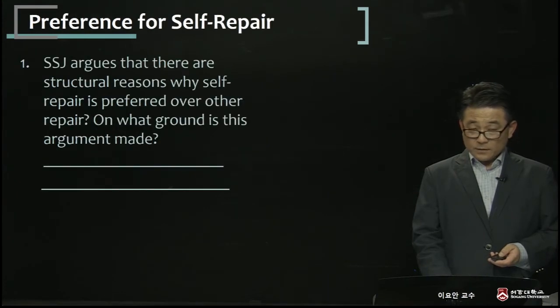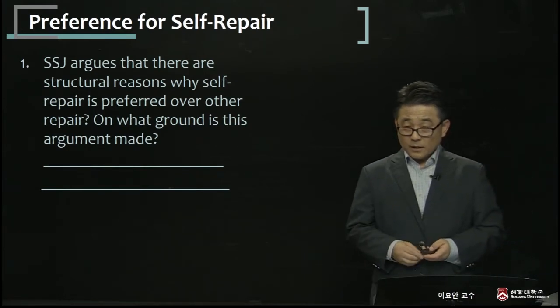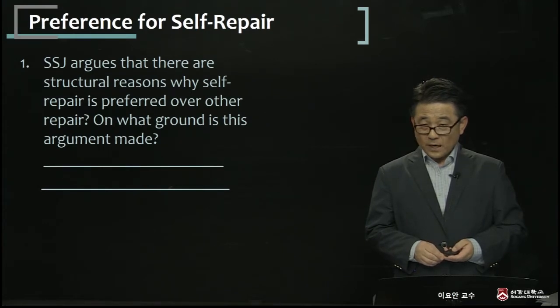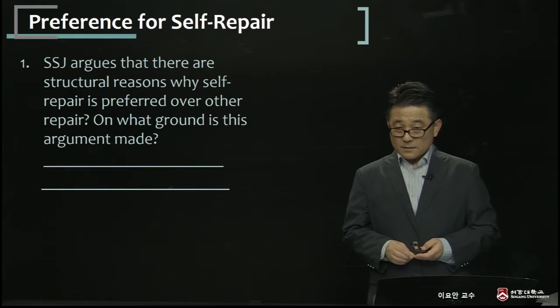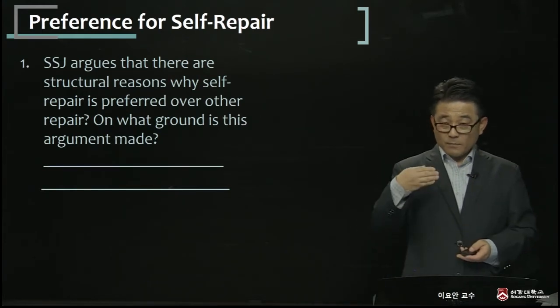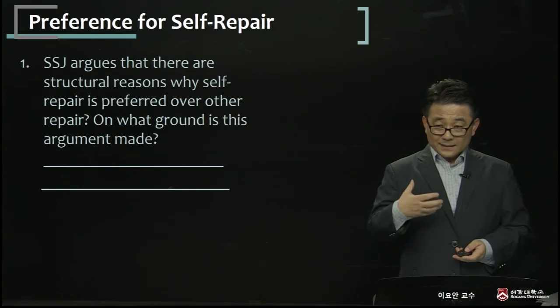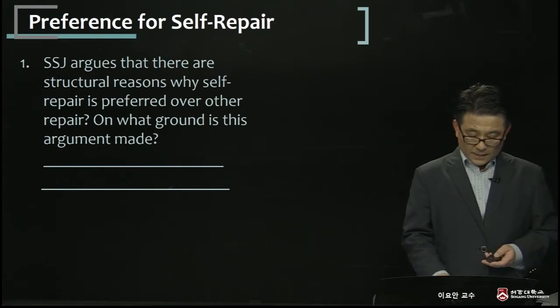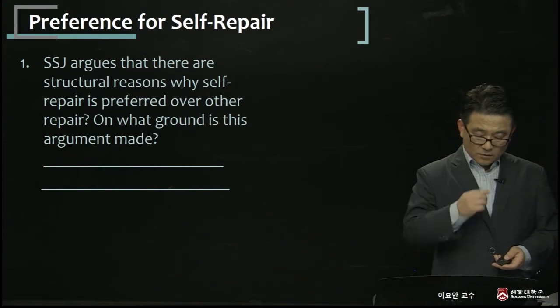And then another question that I'd like you to be able to answer at the end. Schegloff, Harvey Sacks, and Jefferson argue that there are structural reasons why self-repair is preferred over other-repair. On what grounds is this argument made? So there are some reasons why self-repair rather than other-repair is preferred. Find the answer.